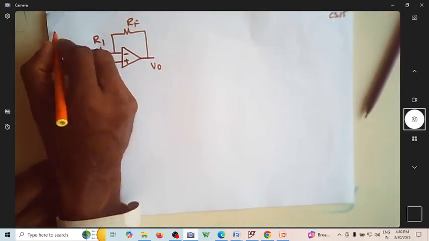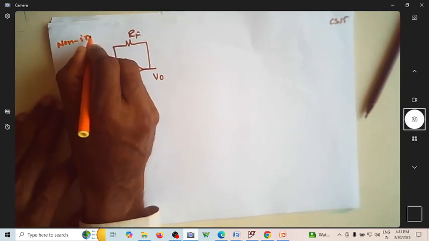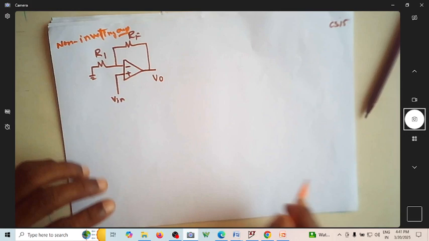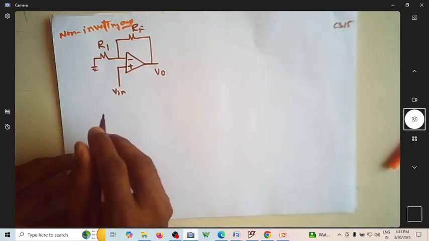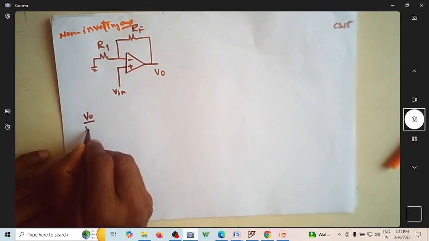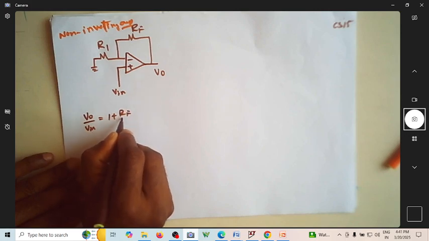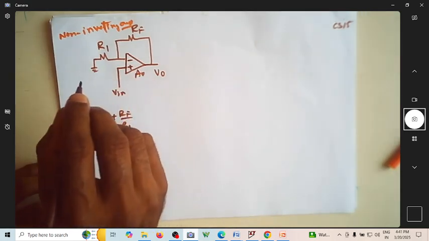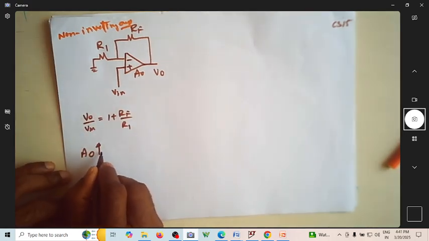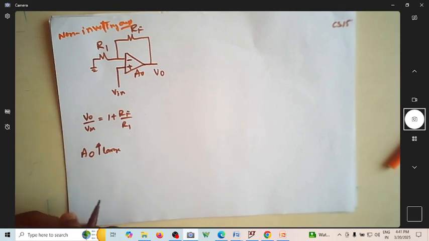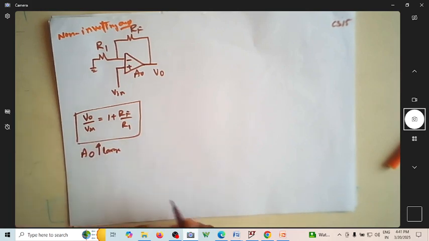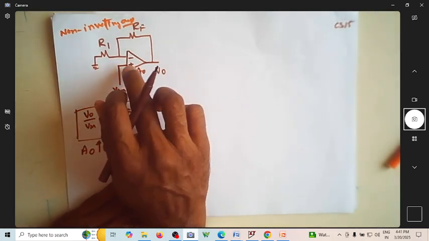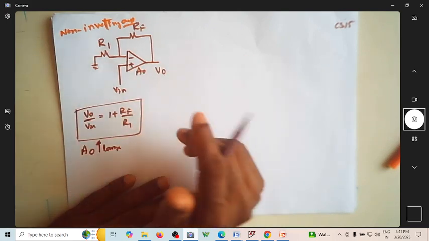So all of us know this is the non-inverting amplifier. For this non-inverting amplifier, we know that V naught by V in is 1 plus RF by R1, provided the open loop gain of this Opamp is very large. So this is with a large open loop gain. This is the expression we know from the very basics of Opamp amplifiers. So let us try to represent the same using a control system block diagram.